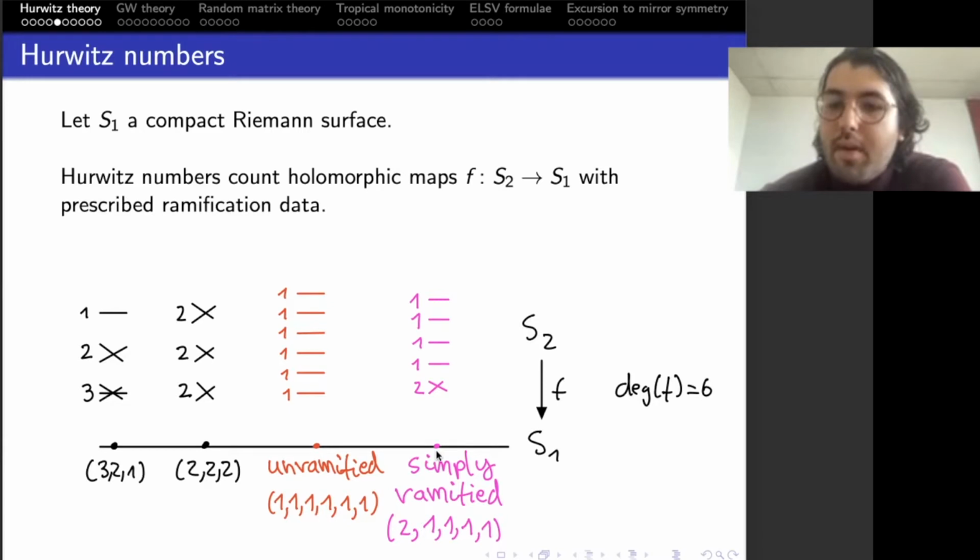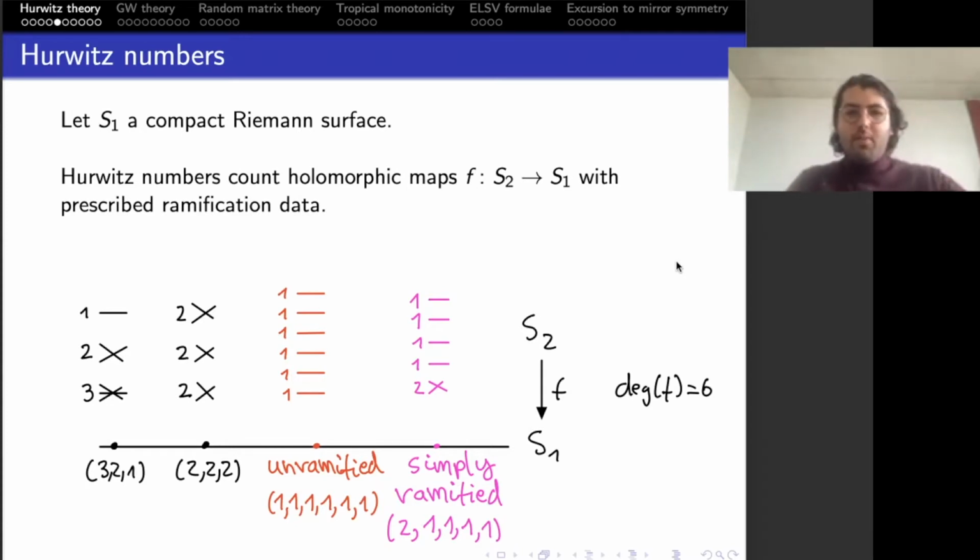And I have one point where I fix that it has to be simply ramified. So I have one point in the pre-image of degree 2 and 4 points in the pre-image of degree 1. All right, so this is what Hurwitz numbers are. Hurwitz numbers simply count non-constant holomorphic maps from S2 to S1, where S1 is given, and we fix the ramification profile of every point in S1.